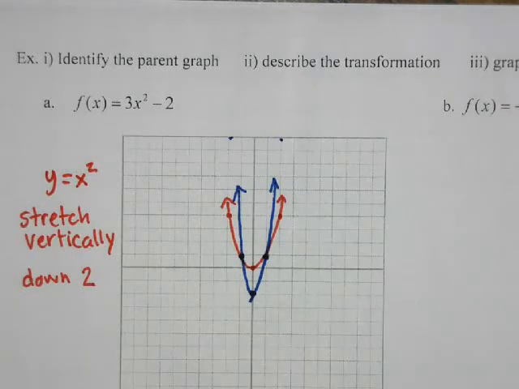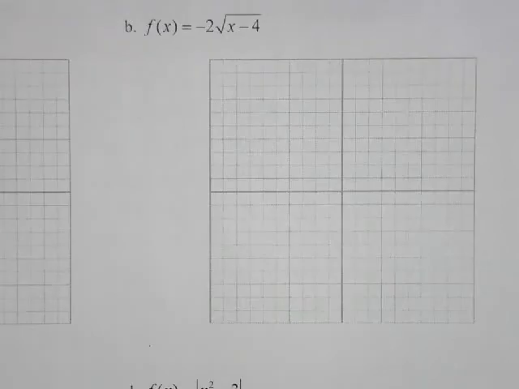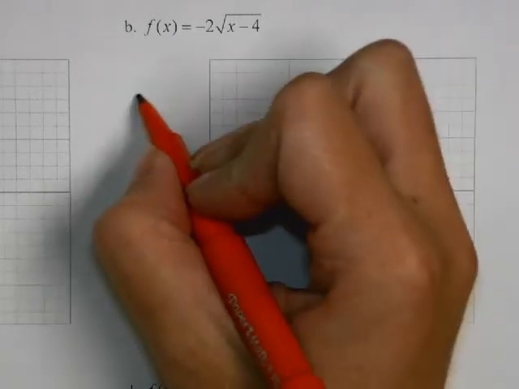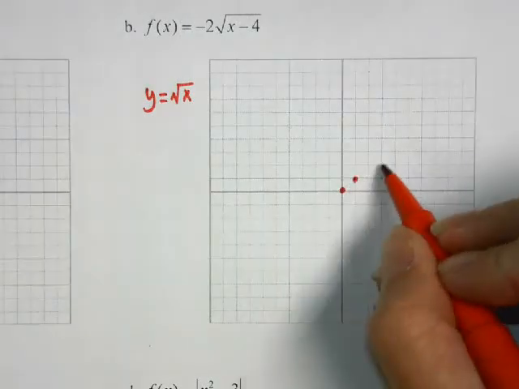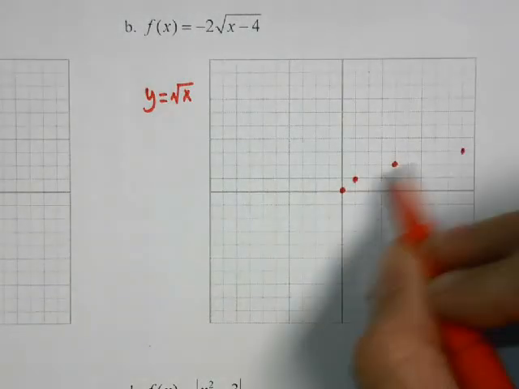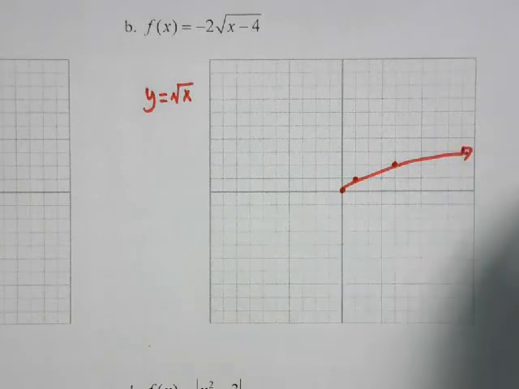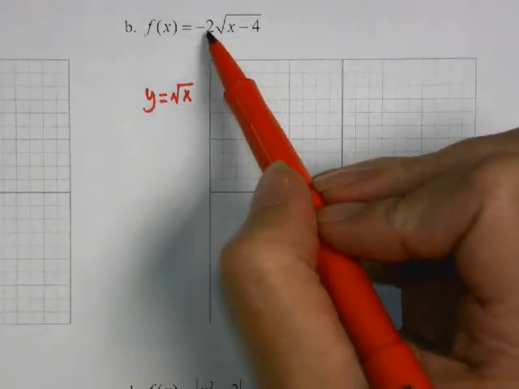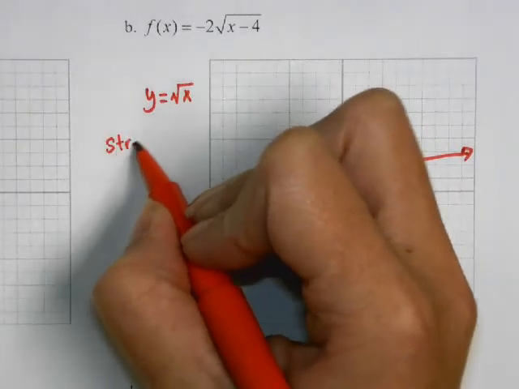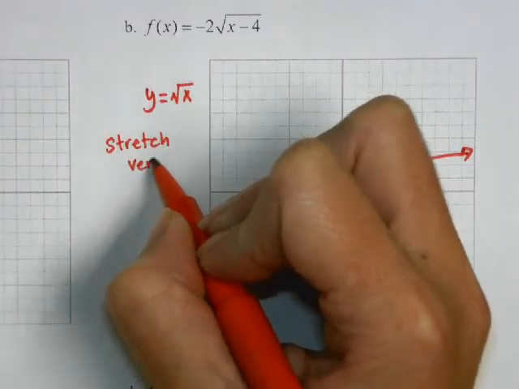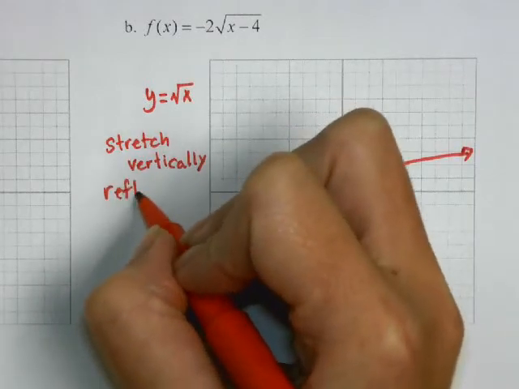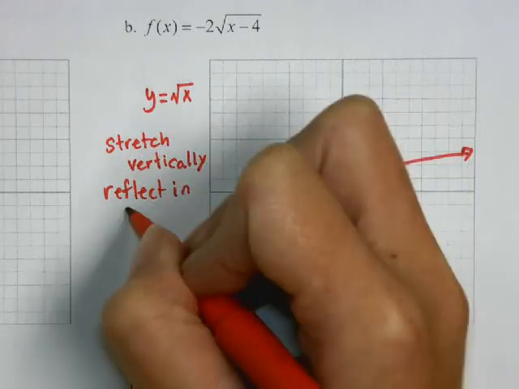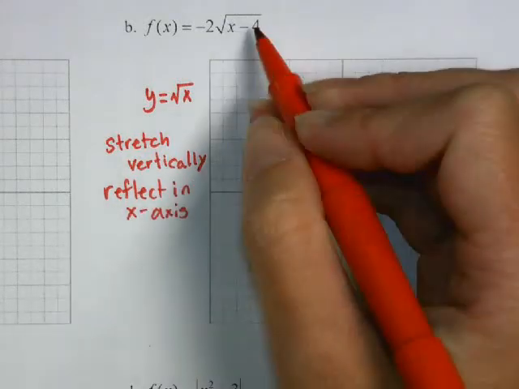Our next one, negative 2 square root of x minus 4. So my parent is y equals root x. So that graph is like that. There's three things. The 2 is going to stretch it vertically. The negative is going to reflect it in the x-axis. And the minus 4 is going to move it to the right 4.